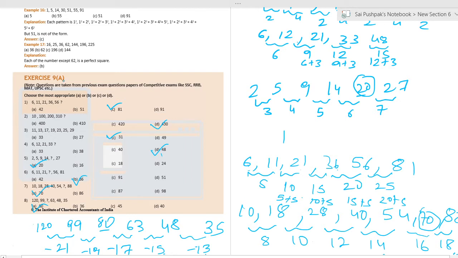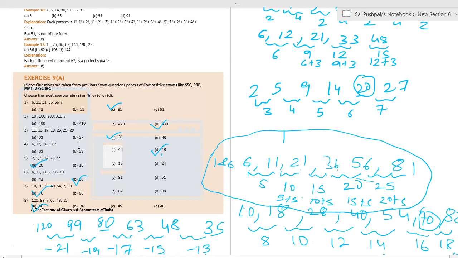So in the first question the number will be 81 and in the sixth question the number will be 36. This is first question answer. So let us proceed to the next question.